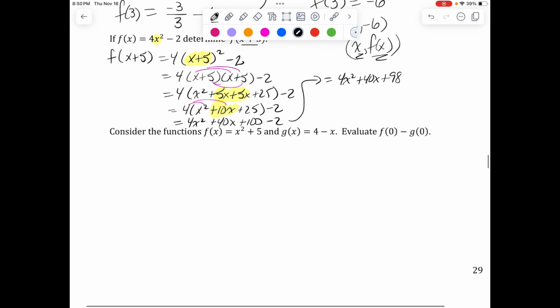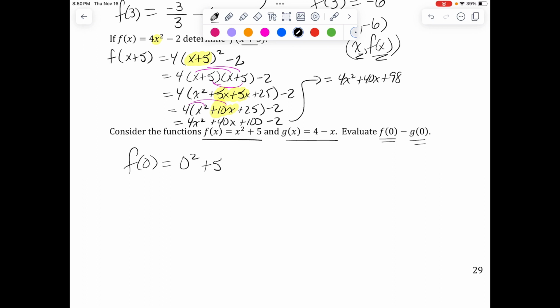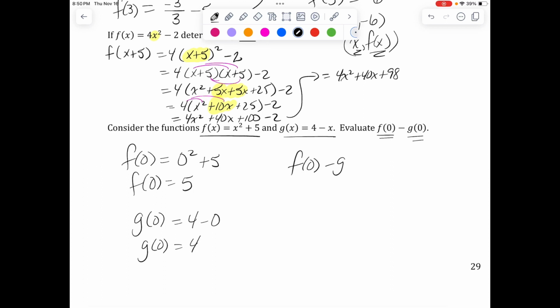All right, and the last one here says consider these two functions, f of x and g of x. Evaluate f of 0 minus g of 0. Well, f of 0 will be 0 squared plus 5, right? I'm going to replace my x with 0. So f of 0 equals 5. And g of 0 is equal to 4 minus 0. So g of 0 is 4. And now we want to take f of 0 and subtract g of 0, which is 5 minus 4, which is 1. Right? Our 5, subtract our 4. 5 minus 4 is 1.